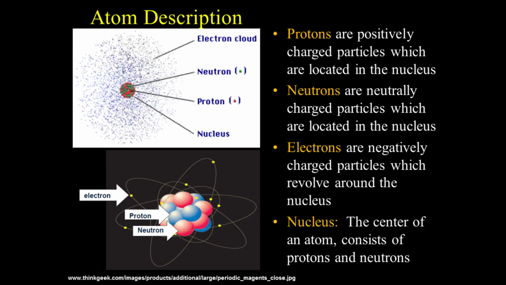We'll start with atoms. The atom is a basic unit of matter that consists of a dense central nucleus surrounded by a cloud of negatively charged electrons. The atomic nucleus contains a mix of protons and neutrons. Protons are positively charged particles located in the nucleus. Neutrons are neutrally charged particles located in the nucleus. Electrons are negatively charged particles which revolve around the nucleus.